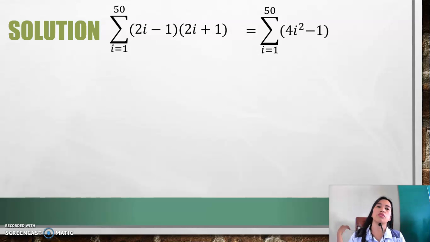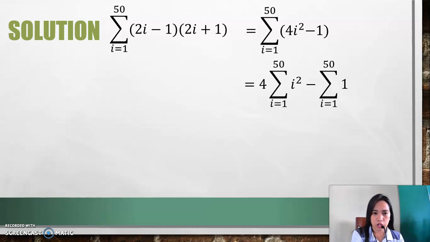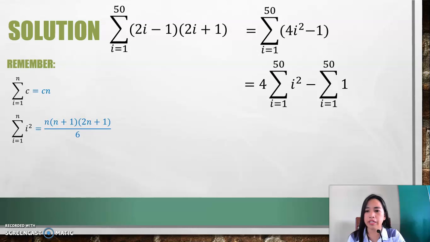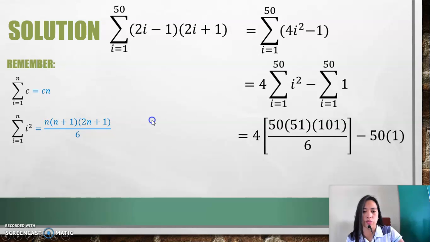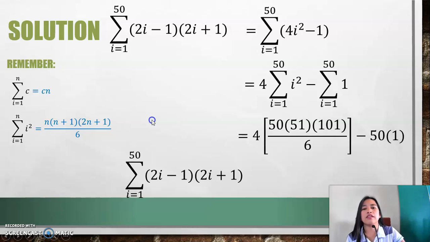Okay, so the same process, we separate 4i squared and 1, and then we factor out 4. And take note of the properties. We will use the properties about the constant and about the formula for i squared. So we are guided on the formula to use. So we have this one. And there you have it. The result is 171,650.